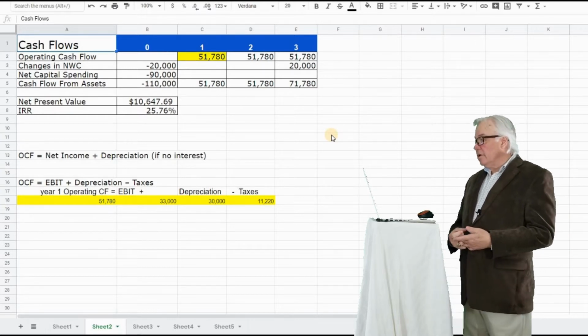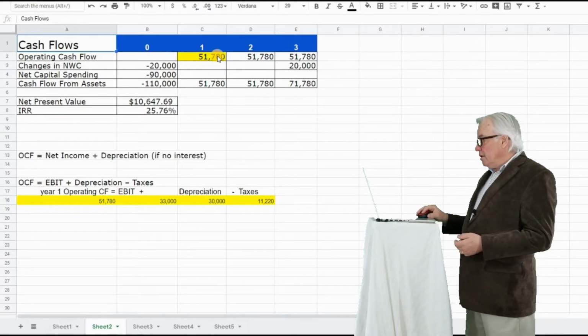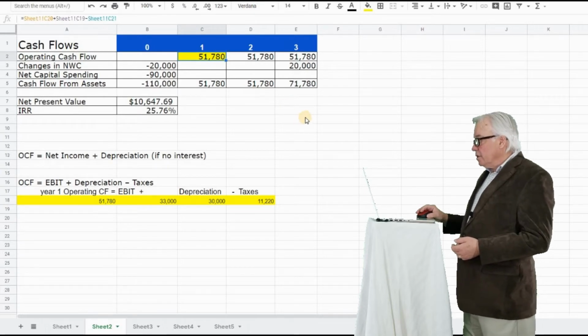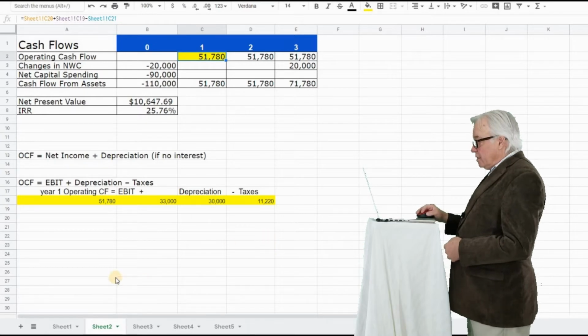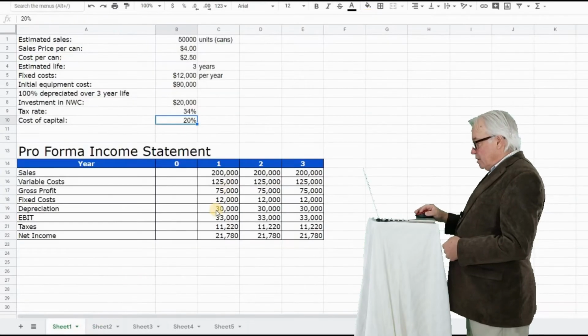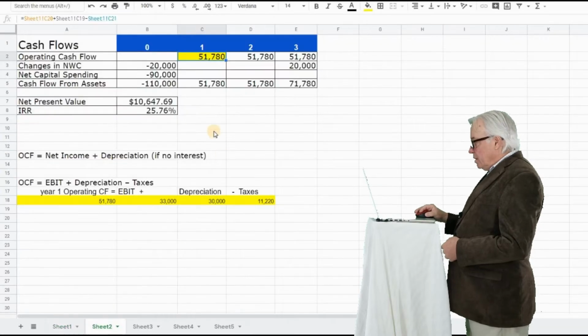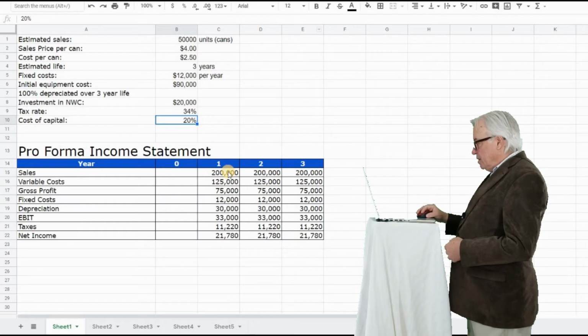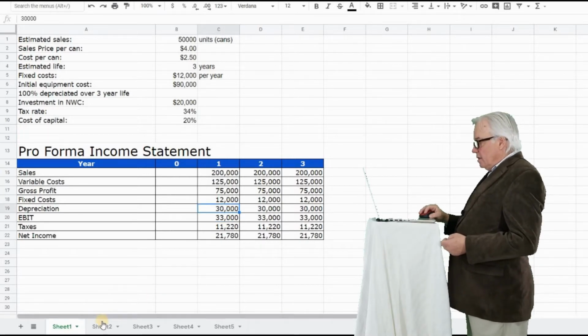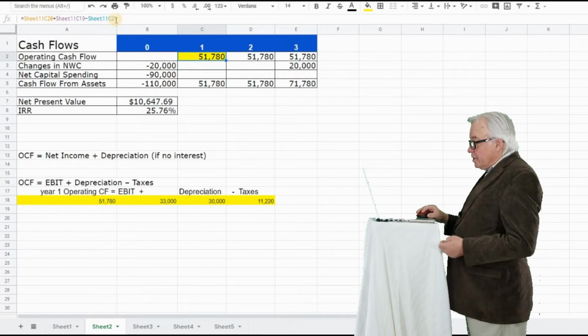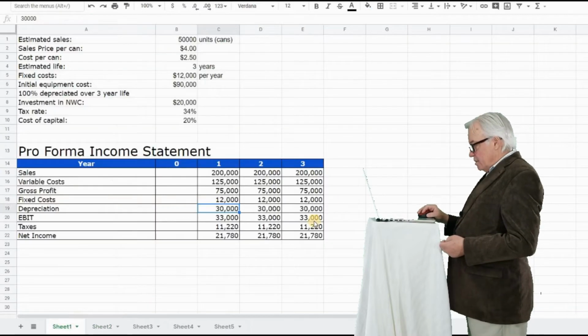And operating cash flow, right? Operating cash flow, in this case, what we're going to do is take sheet 2, C20, which is our EBIT, minus the depreciation, plus the depreciation, minus sheet 2, C21, which is taxes.